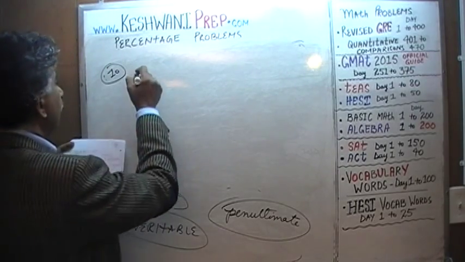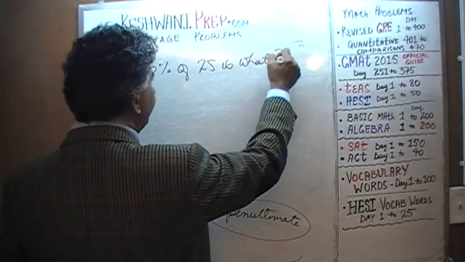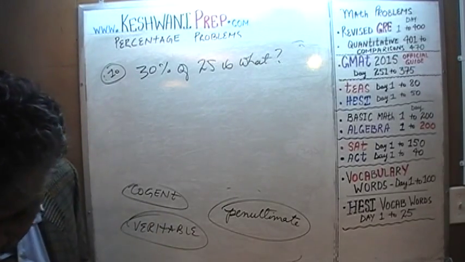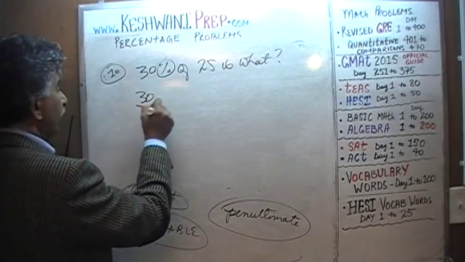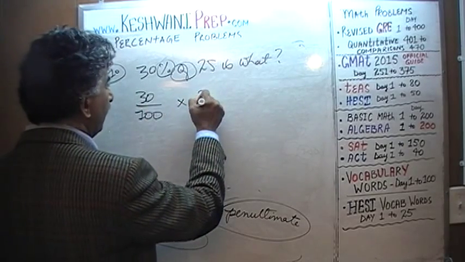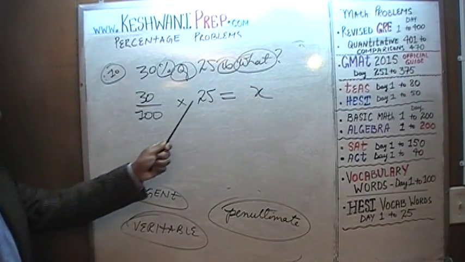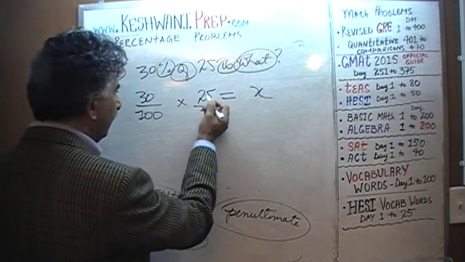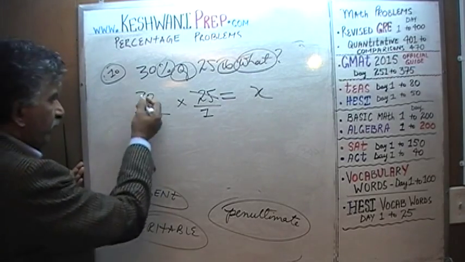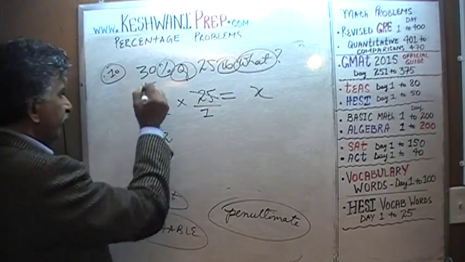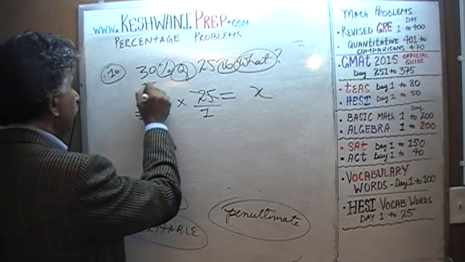Number 10 is asking us, 30% of 25 is what? Again, we can set it up in a geeky way, or we can solve it intuitively. Let's do the algebraic way first. 30% means 30 over 100, of means times, 25 is means equals, and this is our unknown. That's our equation. Let's divide top and bottom by 25, because this is just 25 over 1. 25 is going to go away, and 100 becomes 4. Let's divide top and bottom by 2. 4 will become 2, and 30 will become 15. Let's divide top and bottom by 2 one more time, and 15 divided by 2 is going to be 7.5.